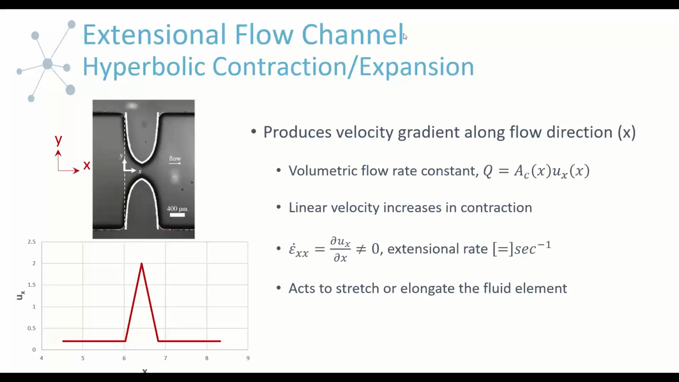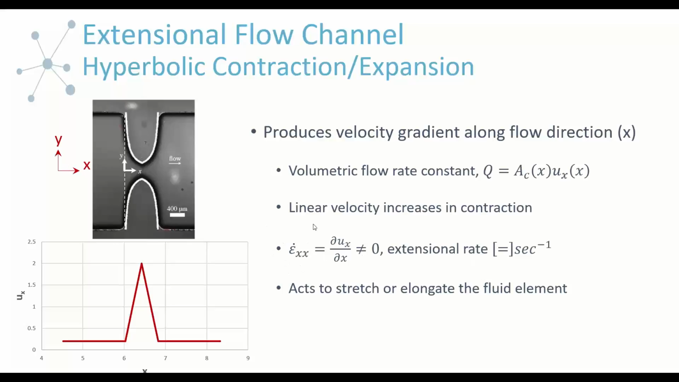The reason this occurs is if you look at the volumetric flow rate, this is going to be constant throughout the flow path. And this volumetric flow rate is essentially the cross-sectional area times the linear velocity. As we go into this contraction or constriction, our cross-sectional area is decreasing. Because we have this constant volumetric flow rate, the linear velocity must increase. Therefore, as we're moving along the direction of flow into the contraction, our linear velocity is increasing. So now we have a velocity gradient in the direction of flow, and that's what's going to define our extensional rate.